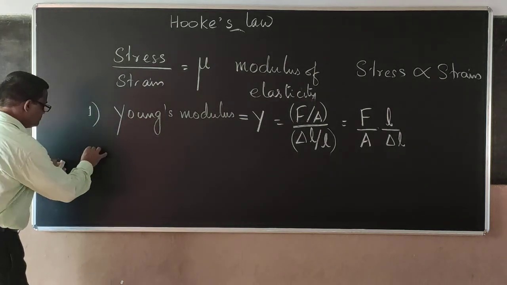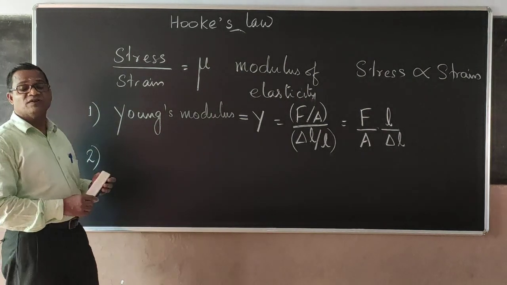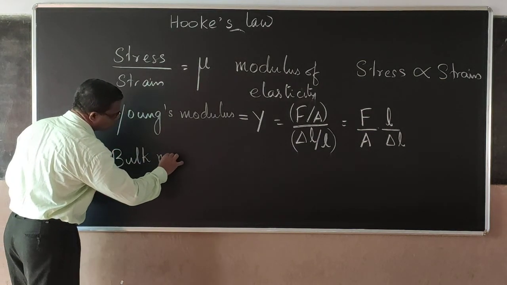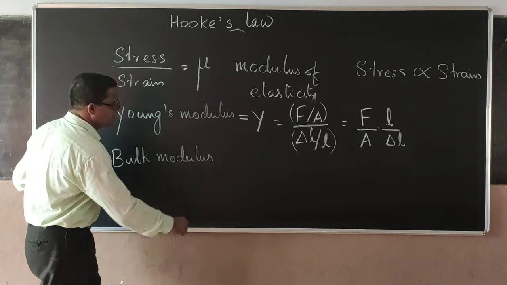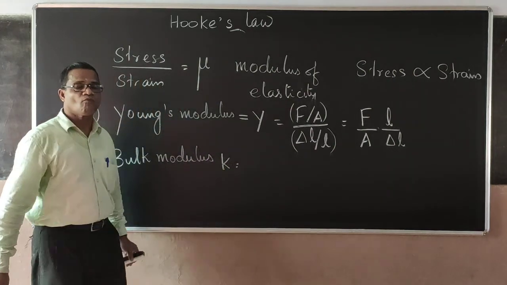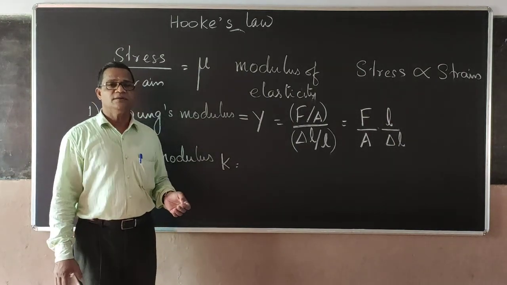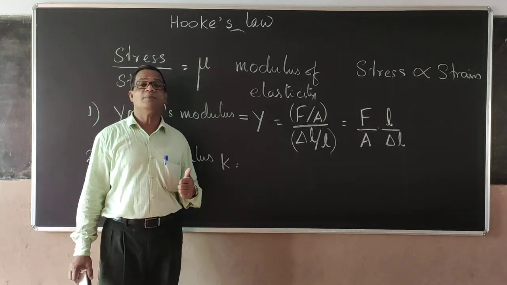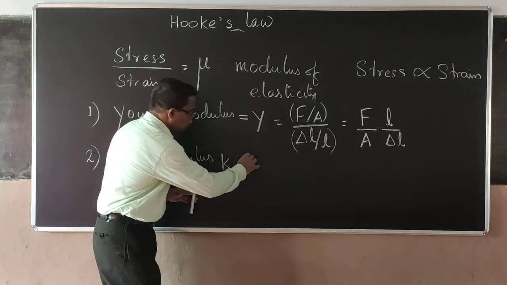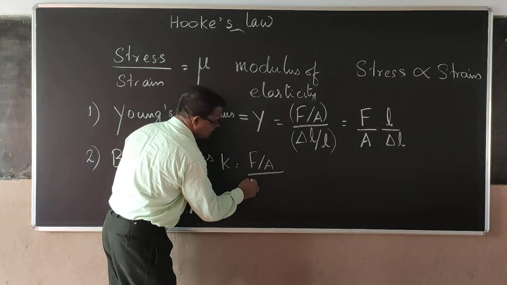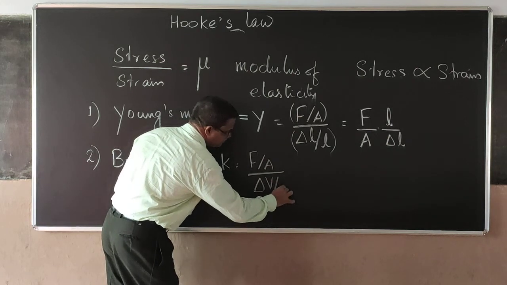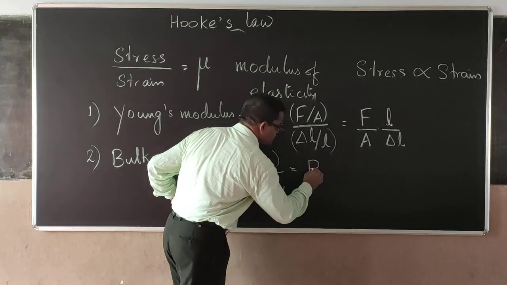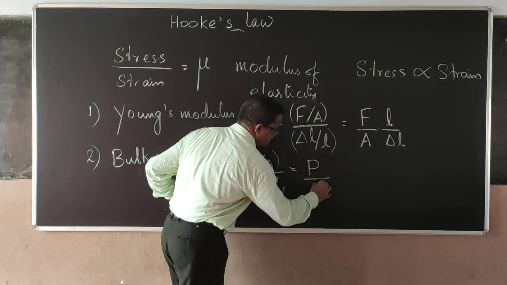Now the second one is based on volumetric strain, called bulk modulus, denoted by K. Bulk modulus is defined as the ratio of normal stress to the volumetric strain. But this normal stress is taken as pressure P divided by delta V by V.